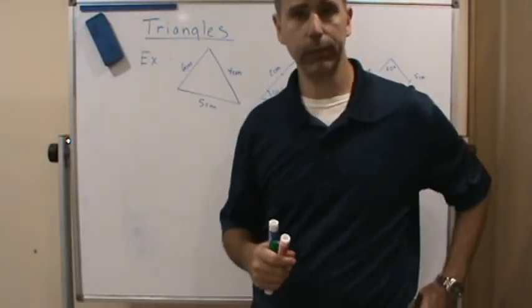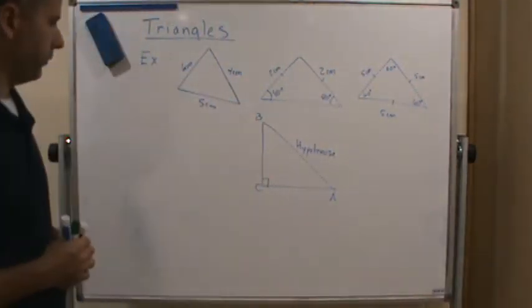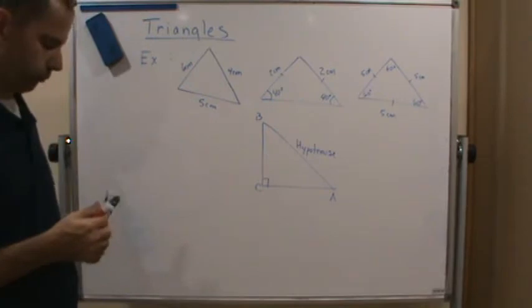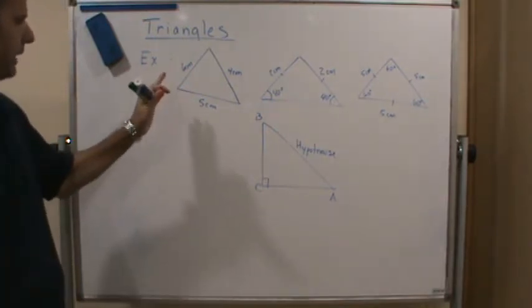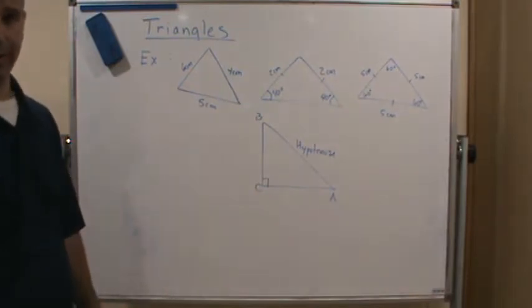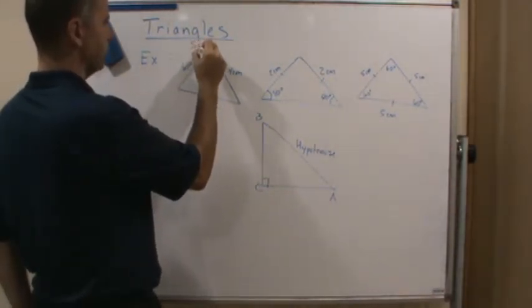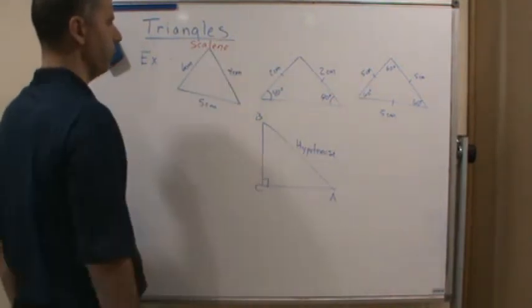Okay, so welcome, and today we're going to do an example of looking at some triangles here. Okay, so right away we see this first triangle. Notice all the sides have different lengths. So this is what we would call a scalene, right? So this would be a scalene triangle.